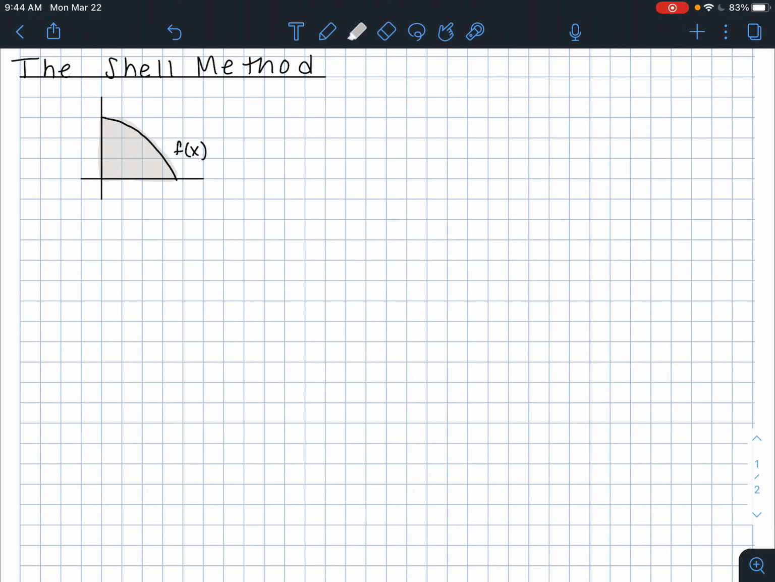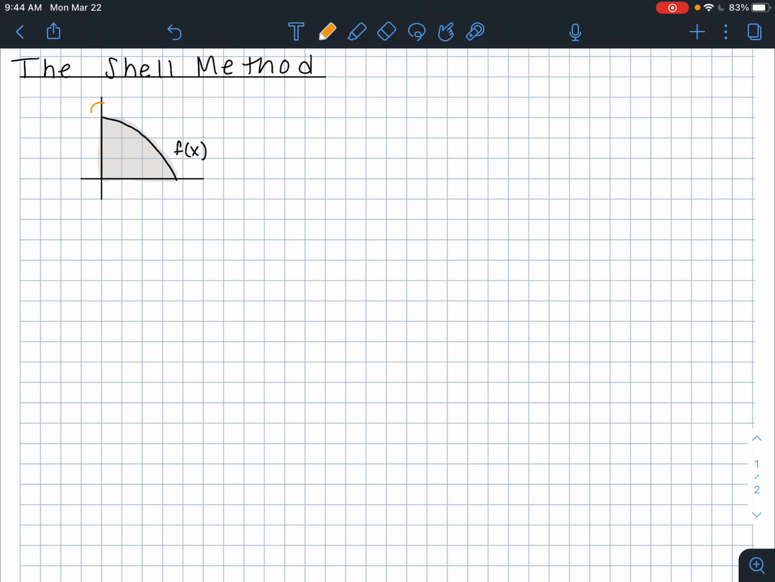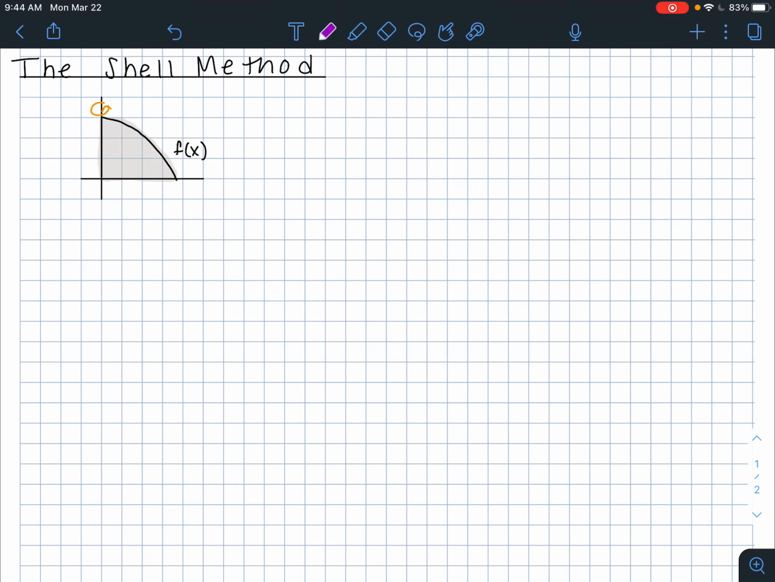So we're still going to be revolving an area. I have this shaded region in, and let's say that we're going to revolve this around the y-axis. Normally if we were doing a disc or a washer, if we were to draw a little rectangle that we were going to rotate, we would draw it perpendicular to the y-axis. So we would need to make this a dy integral.